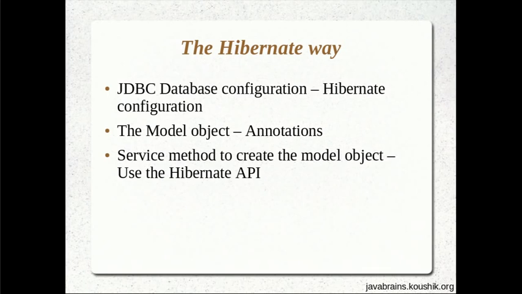The third step which we saw is the service method. So the service method will have an instance of the model object, and normally what it would do is pass the model object to a data layer which uses JDBC. Instead, in the Hibernate way of doing things, the service method would pass the object to Hibernate APIs. The method would use Hibernate APIs directly or pass it on to a data layer which uses Hibernate APIs. So it's actually the Hibernate APIs which do the save of the model object.